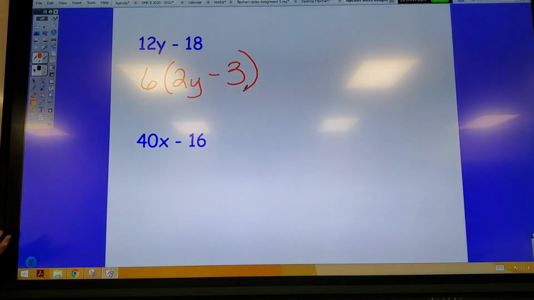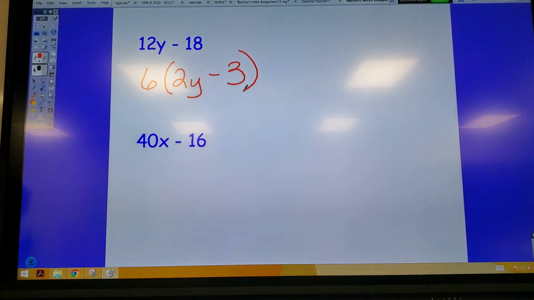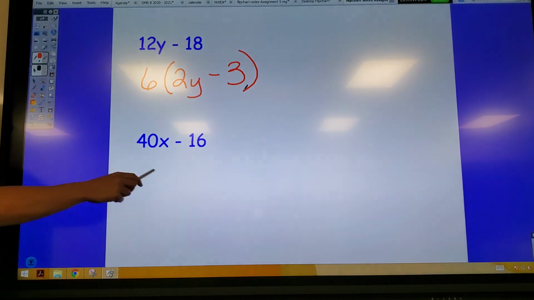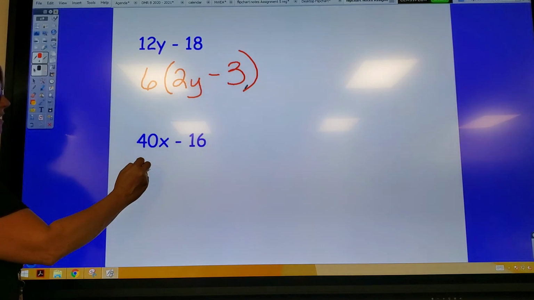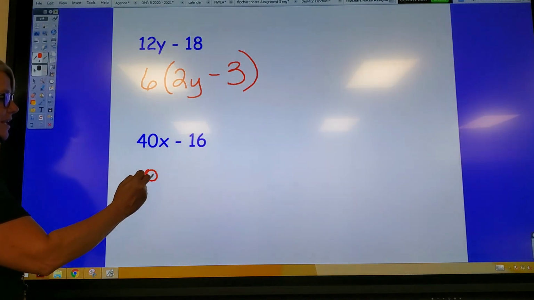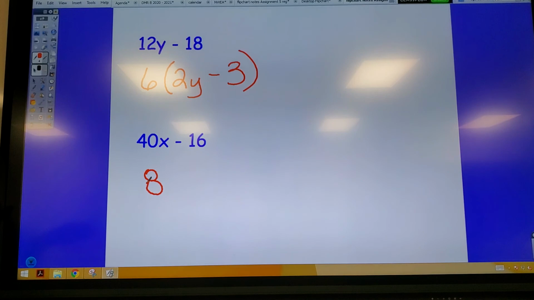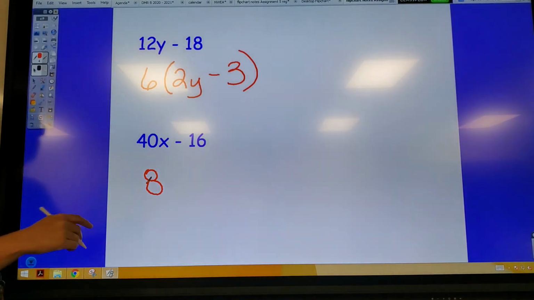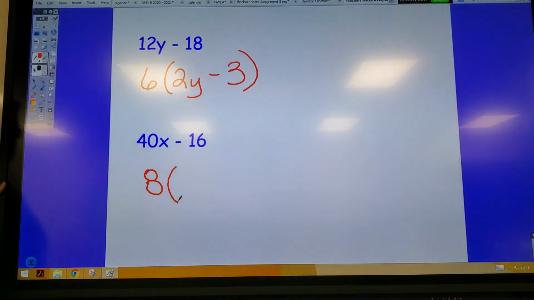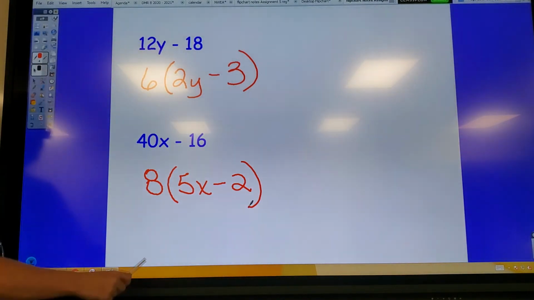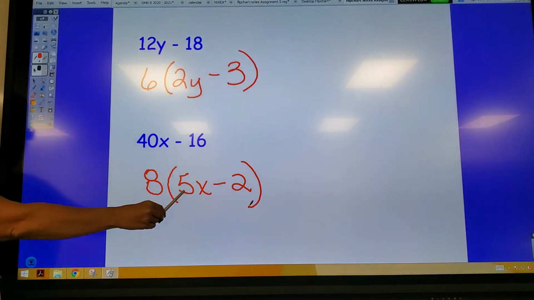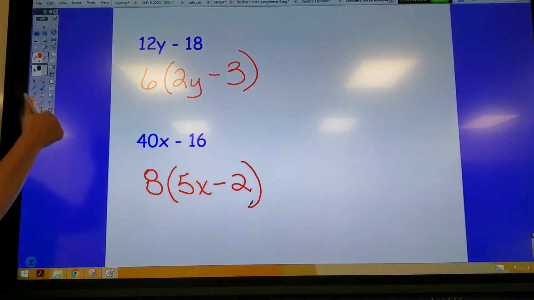So some people may have said that they're going to put a 4 out front. But if you would have put a 4 out front, inside you would have had a 10 and an 8, which is not enough factoring. The GCF of 40 and 16 is 8. So be careful to make sure it's the GCF and not just a common factor. So inside should be what? 5x minus 2. Excellent. And I always like checking myself. 8 times 5x is 40x. 8 times 2 is 16. Good. That's it. Okay.